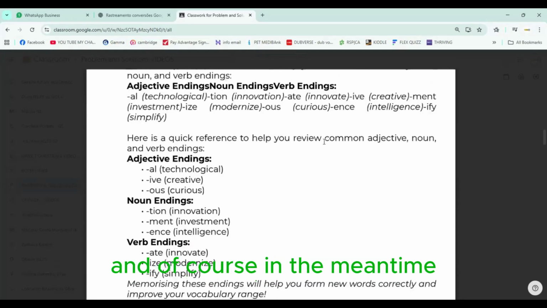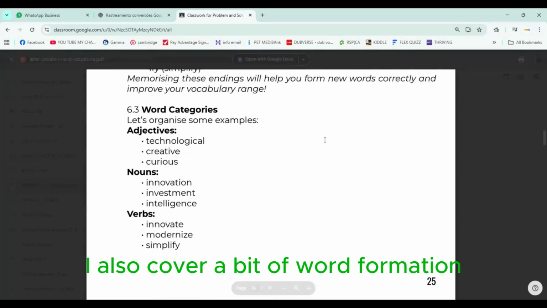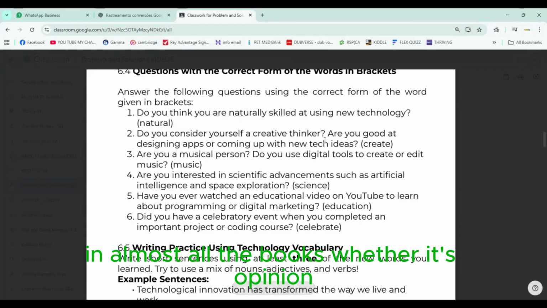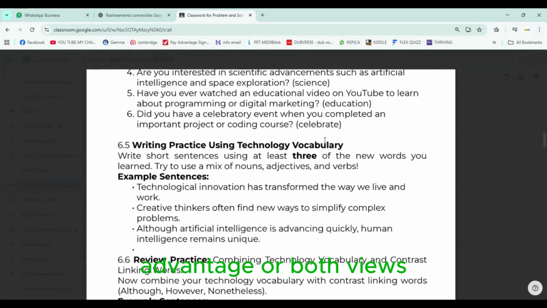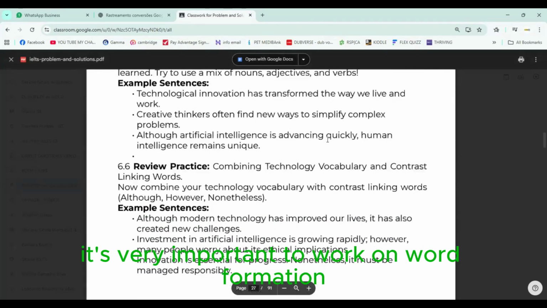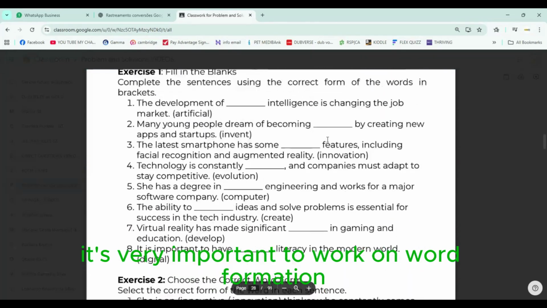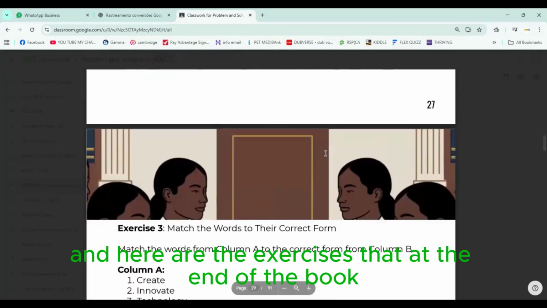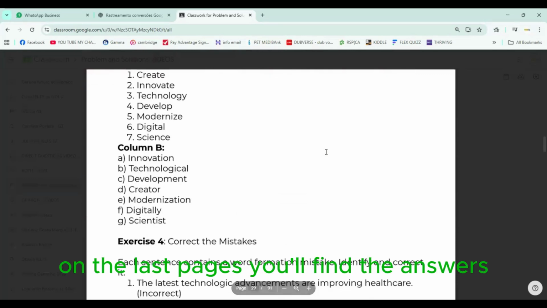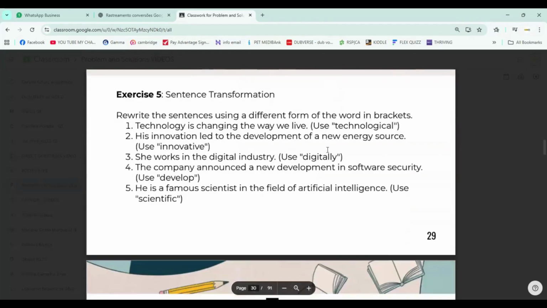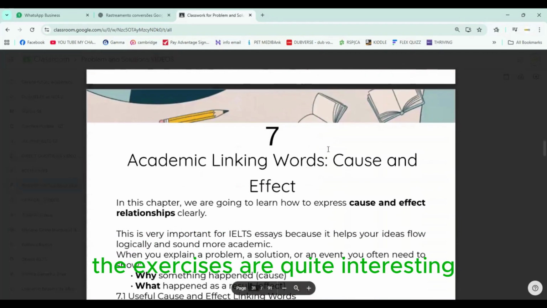And of course, in the meantime, I also cover a bit of word formation because word formation is very important. In almost all the books, whether it's opinion, advantage, or both views, I always include word formation. It's very important to work on word formation. And here are the exercises that, at the end of the book, on the last pages, you'll find the answers. The exercises are quite interesting.